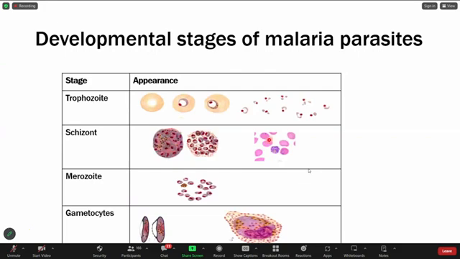Then this is now not a picture. It is a schizont from a blood slide. This is not a pictorial representation. This is a schizont, how it looks in a blood smear, as we shall see.